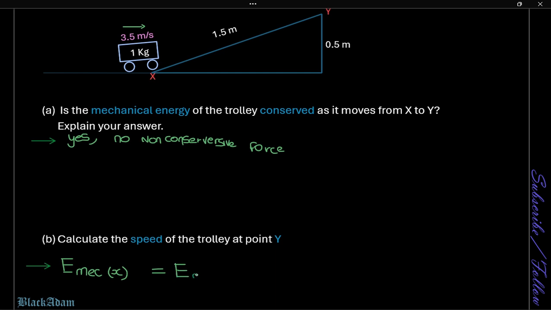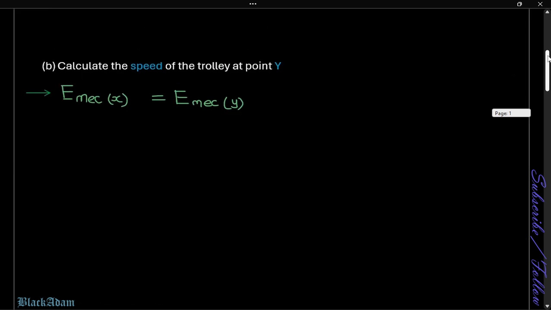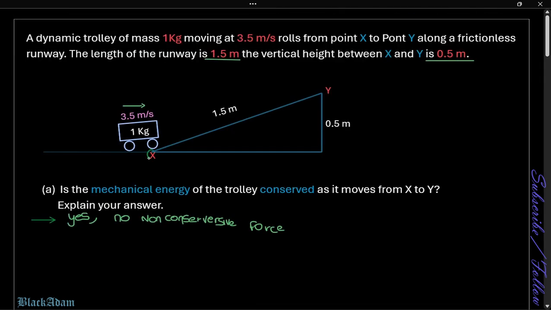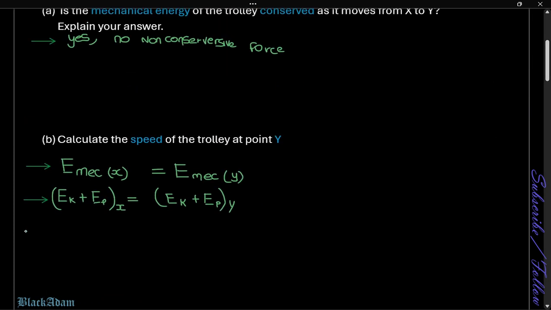So, calculate the speed of the trolley at point Y. We use conservation of mechanical energy, so the mechanical energy at X is equal to the mechanical energy at Y. And mechanical energy is kinetic energy plus potential energy. So the potential energy and kinetic energy at X is equal to the kinetic energy and potential energy at Y. Mechanical energy at Y and X is the same.